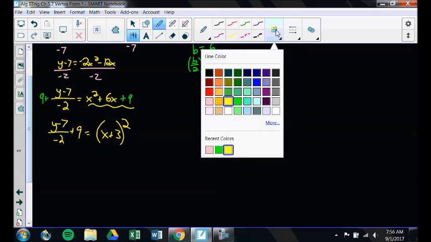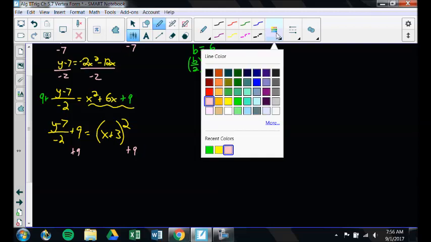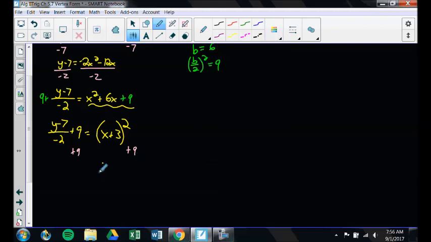Now I get rid of all the stuff that was on the left. So I'm going to add a 9, and I think I'll stop showing all these steps quite so clearly. Yeah, maybe not, we'll see. X plus 3 squared plus 9 equals y minus 7 over -2. My next step is to multiply everything by -2.